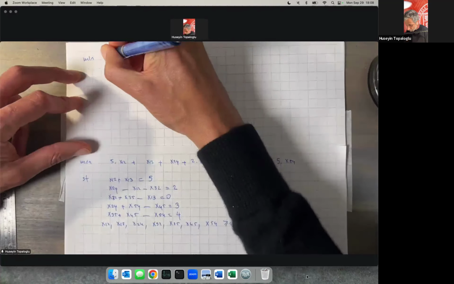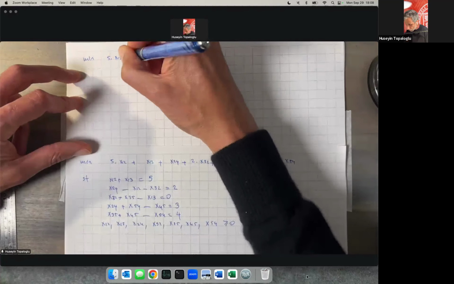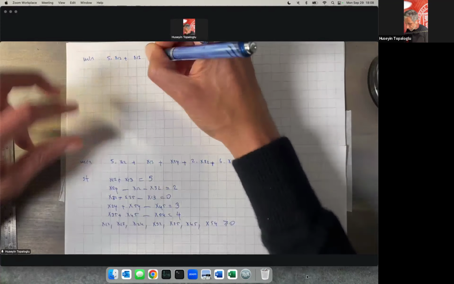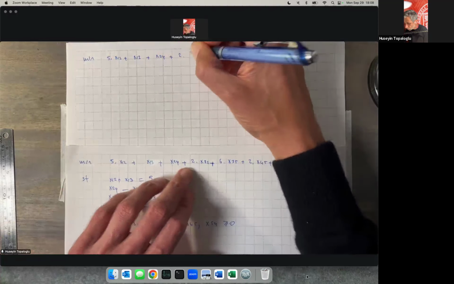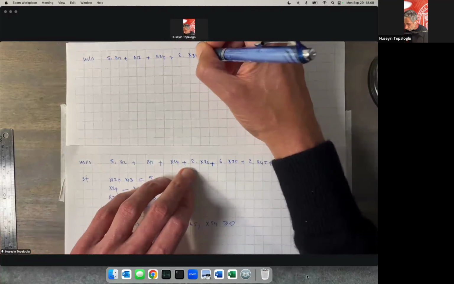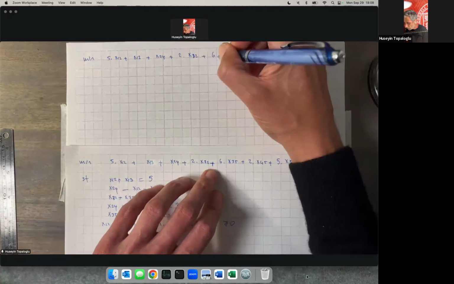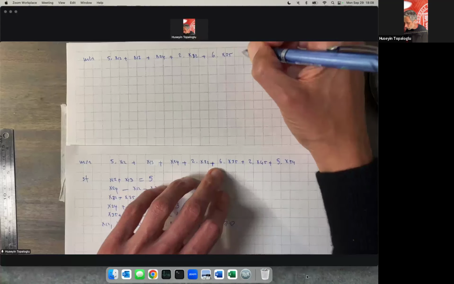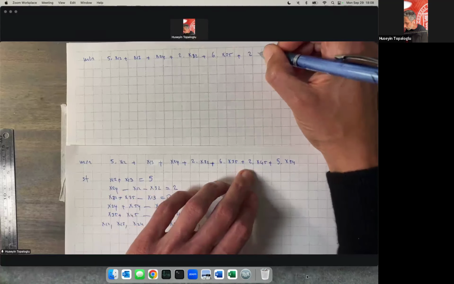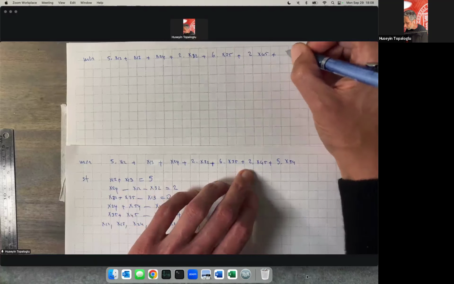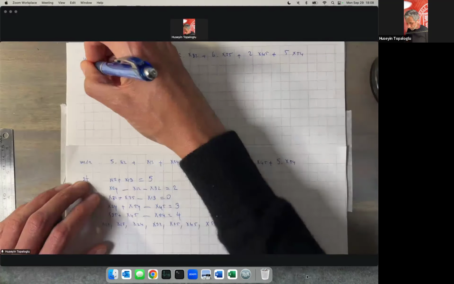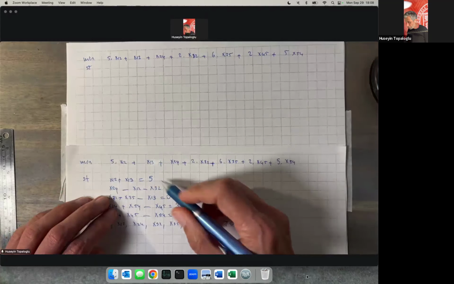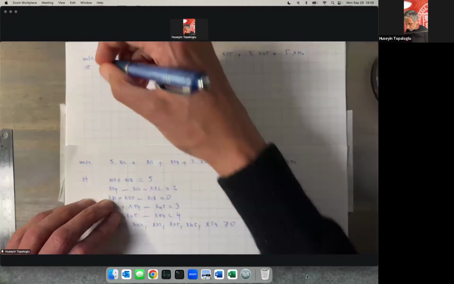Keep the objective function as it is. My 5x12, 1x13, 1x24, 2 times x32, 6 times x35, 2 times x45, and 5 times x54. Keep the objective function as it is. And keep the flow balance constraints for the supply and the intermediate nodes as they are.